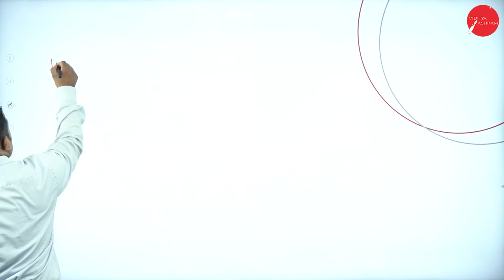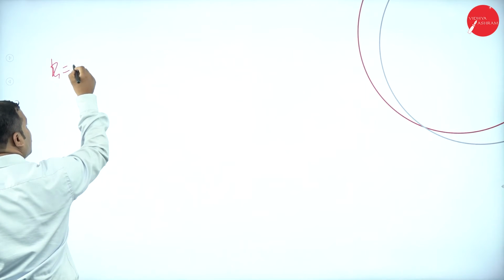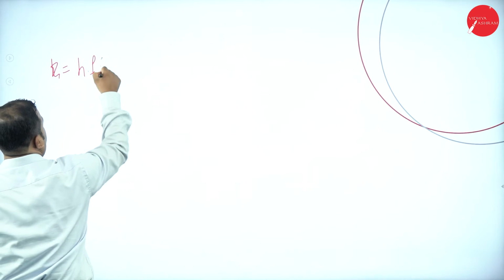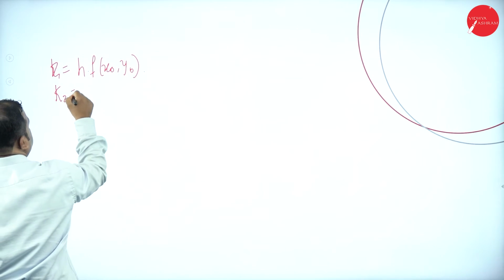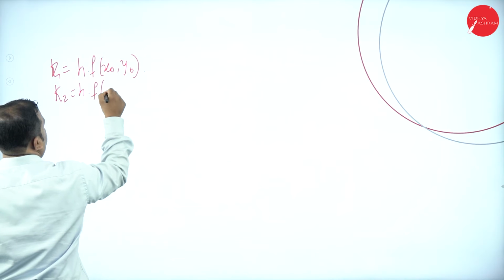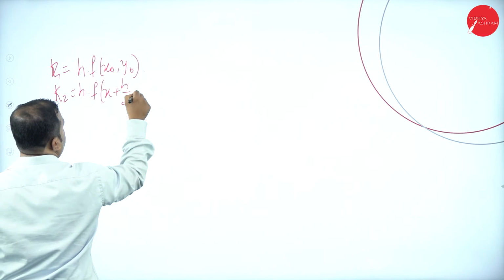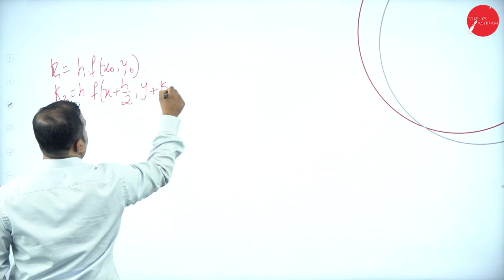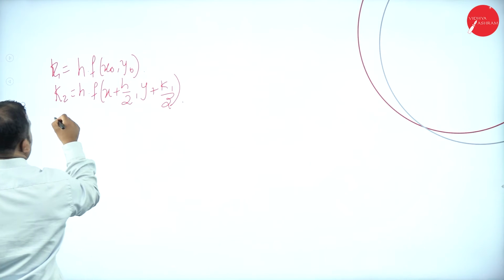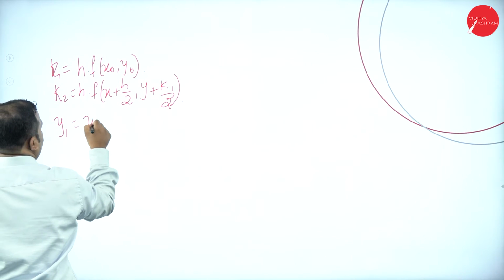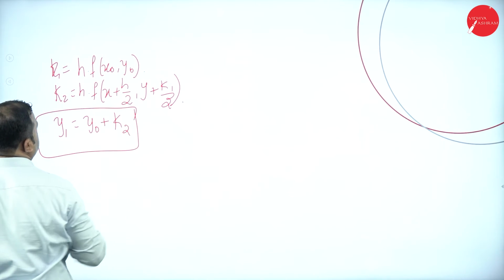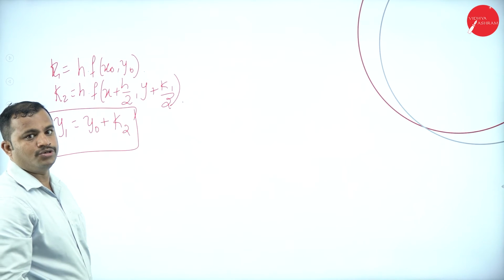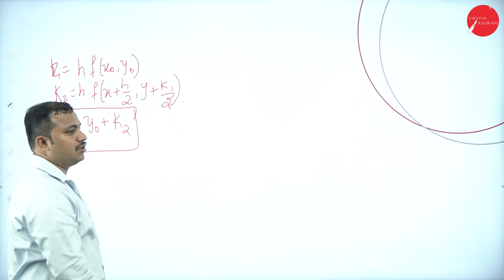That is, k1 is equal to h into f of x0, y0, where k2 is equal to h into f of x plus h by 2, y plus k1 by 2. That is this, where y1 is equal to y0 plus k2. This is the formula I am using here for finding the solution using the Runge-Kutta second order method.